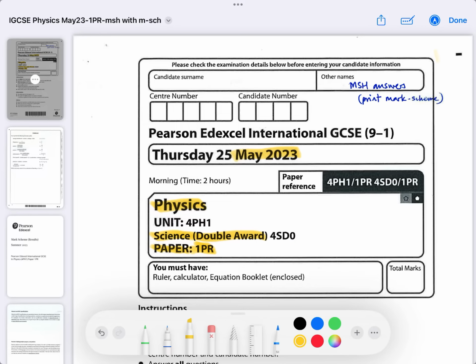If you're doing physics, you also will take a second paper, which will be paper 2, and I think paper 2 is already uploaded in the same playlist.